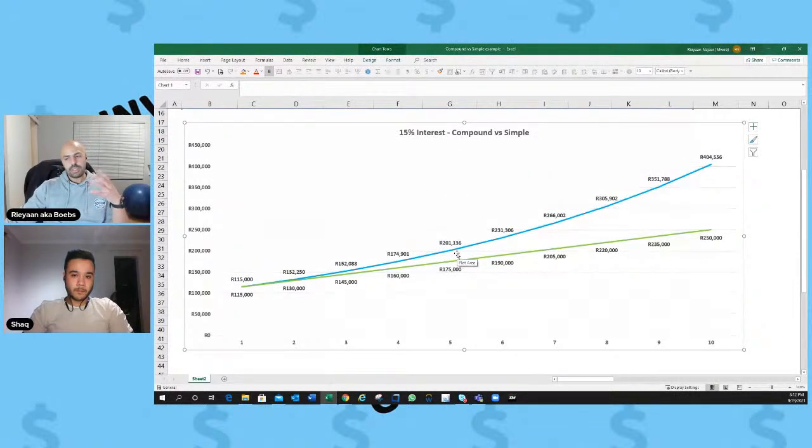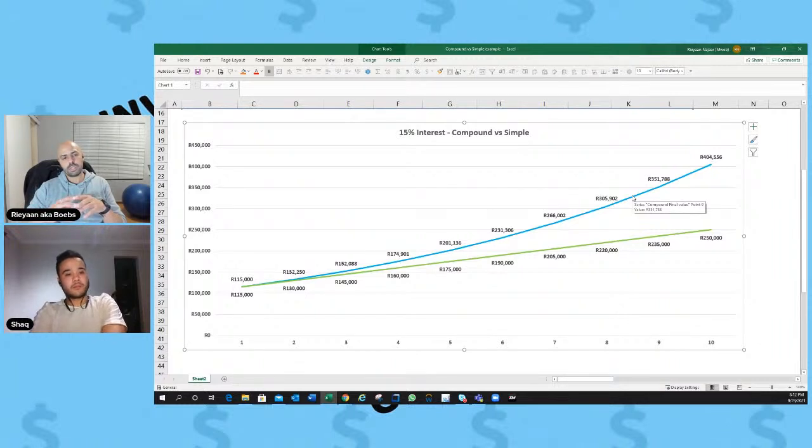So the trick with compound investing is to start early, because the earlier you start, the better. After a few years, you start to really see the benefit of compound investing and compound interest. Shaq, I don't know, on your side, what do you want to add?